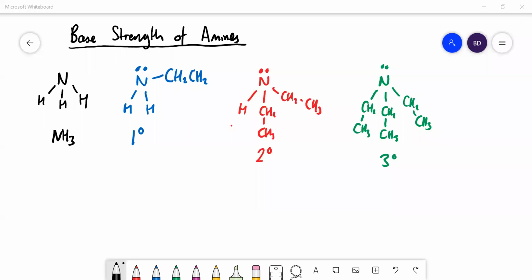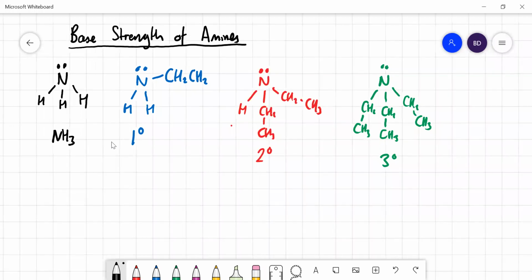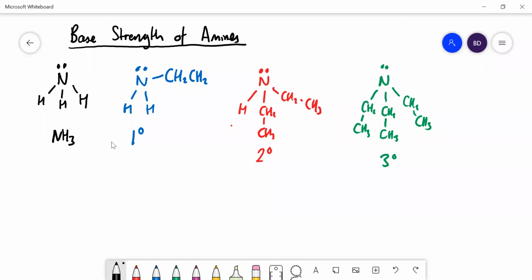We need to know about the relative strengths of ammonia and the amines as bases. Why are all of these basic? This is an exam question, and you need to say the following points. You need to say, and this will state the obvious, that bases accept H plus ions, they accept protons.